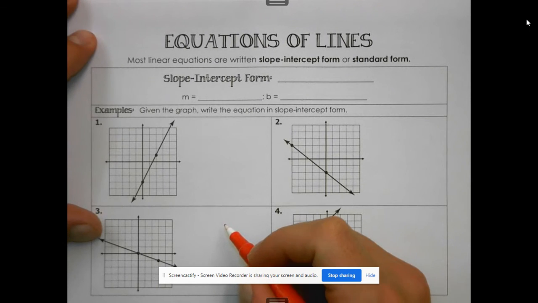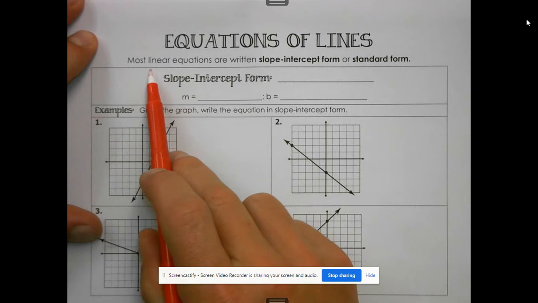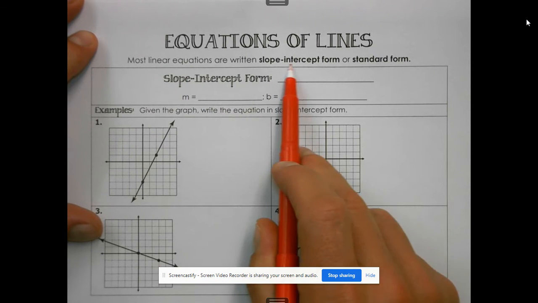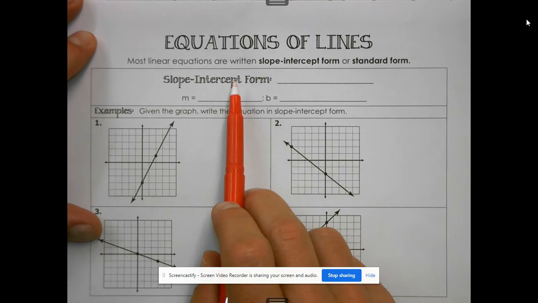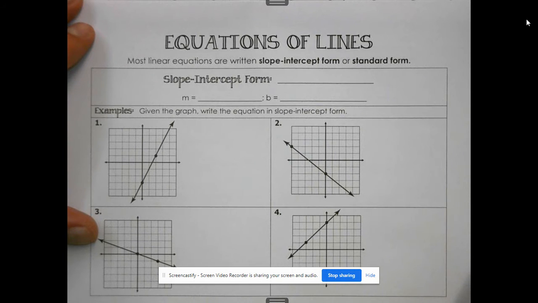This lesson is equations of lines. Most linear equations are written in slope-intercept form or standard form. The top half we talk about slope-intercept form, and the bottom half we'll talk about standard form. But this will be the form that we most use in geometry, though.